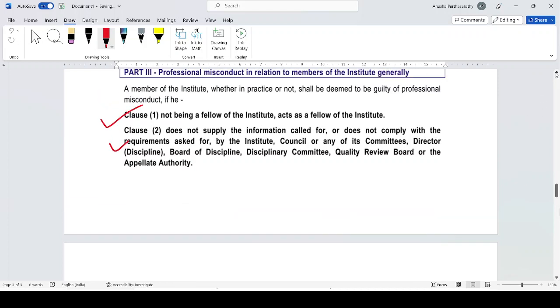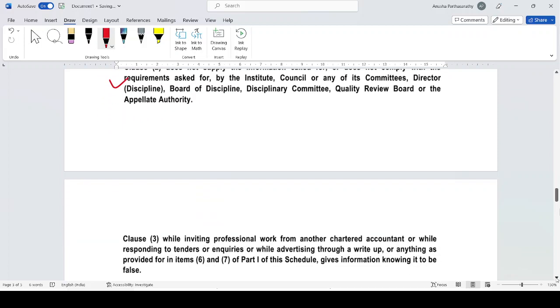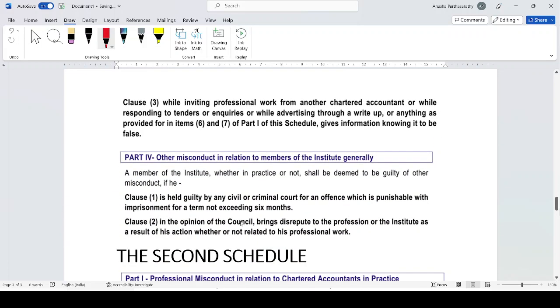As per Clause 3 of Part 3 of the First Schedule to the Chartered Accountants Act 1949, a member of the Institute, whether in practice or not, shall be deemed to be guilty of professional misconduct if he, while inviting professional work from another chartered accountant or while responding to tenders or inquiry or while advertising through a write-up or anything as provided for in items 6 and 7 of Part 1 of this Schedule, gives information knowingly to be false.